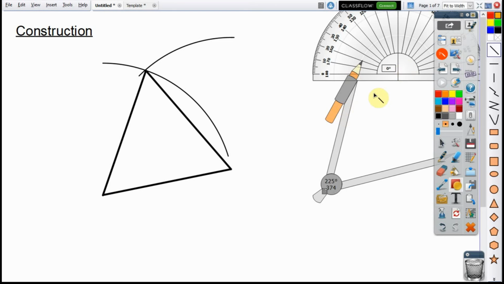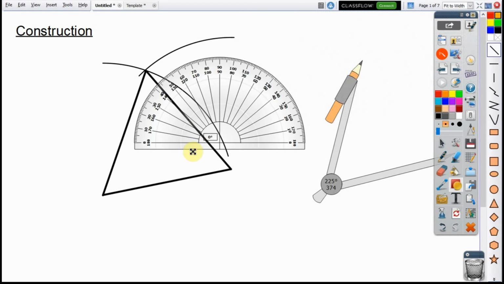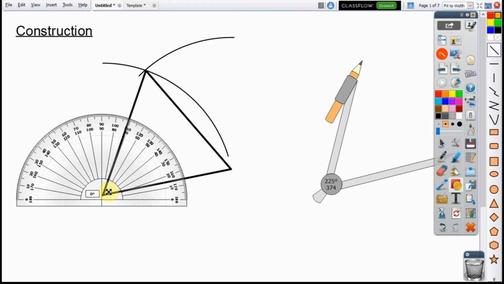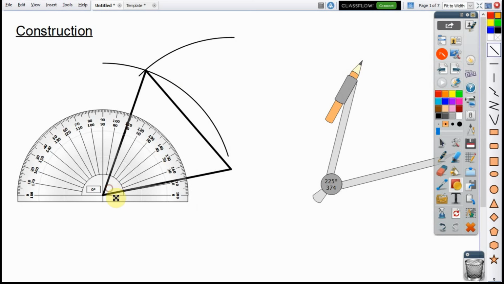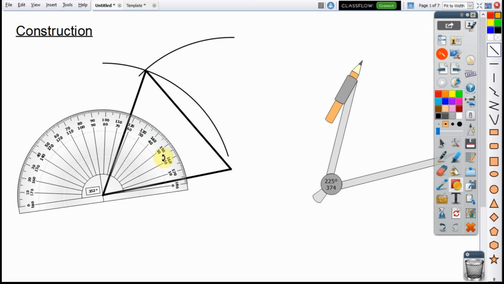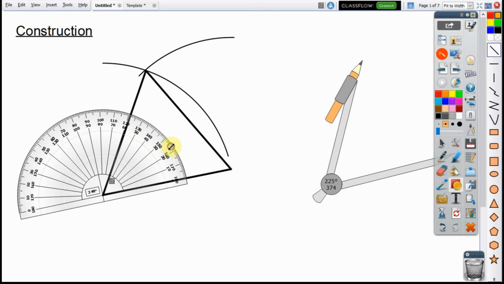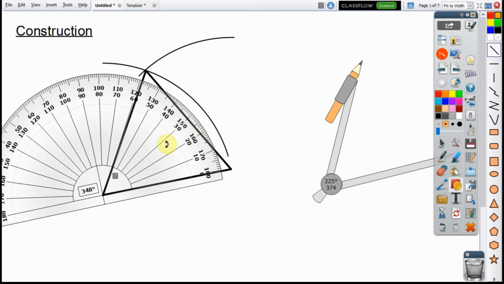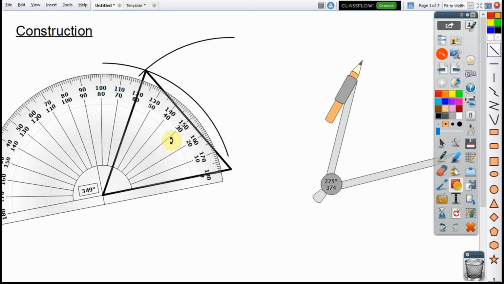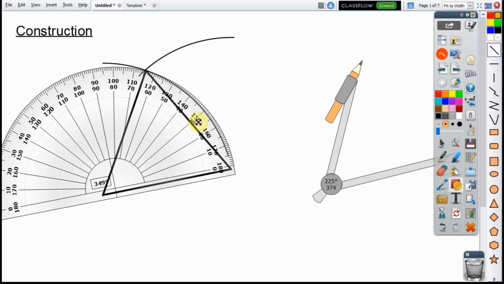Now, we're not allowed to use a protractor, but we can pull one in just to check that our result is correct at the end. We're not using it to answer the question, just to check our final answer. If I've done this properly, then this will be at 60 degrees. There you go. So that's how you can construct an equilateral triangle.